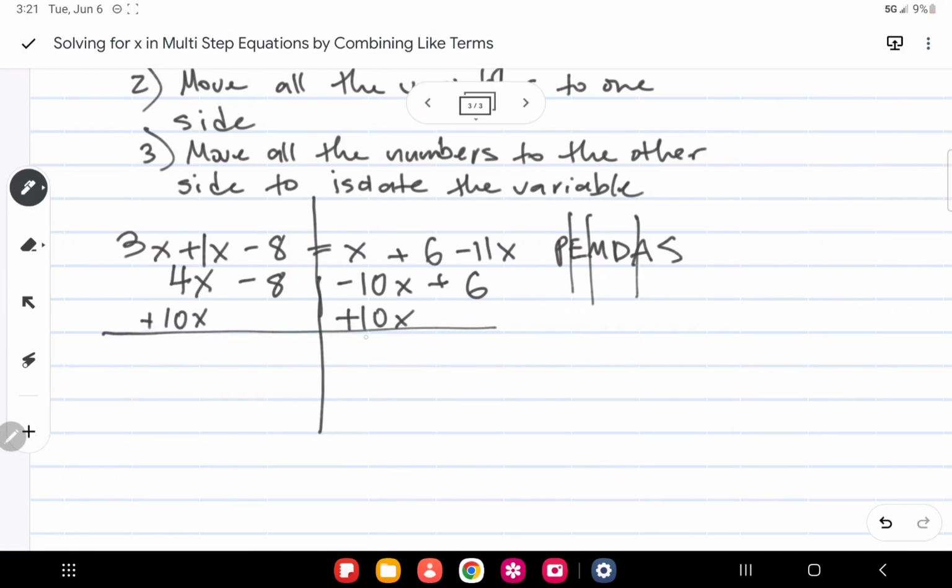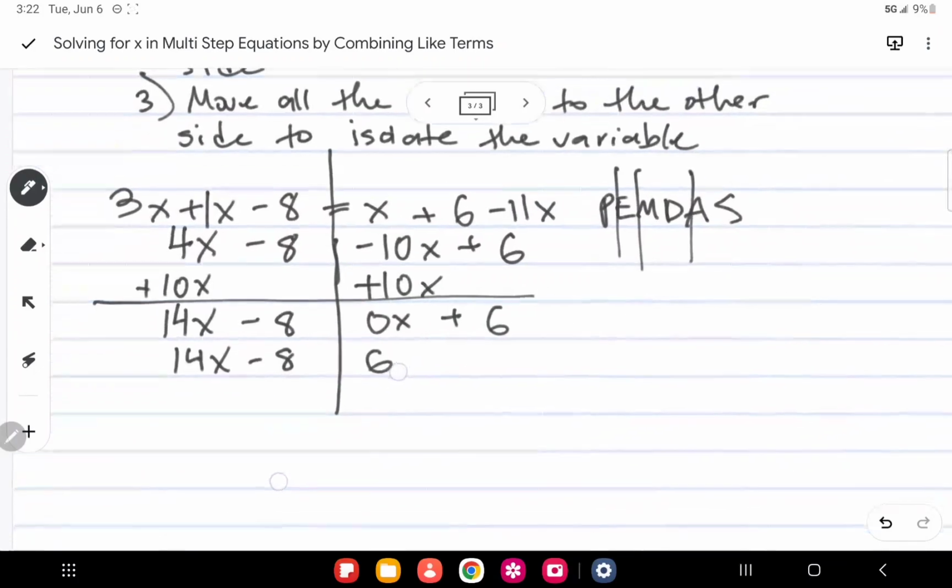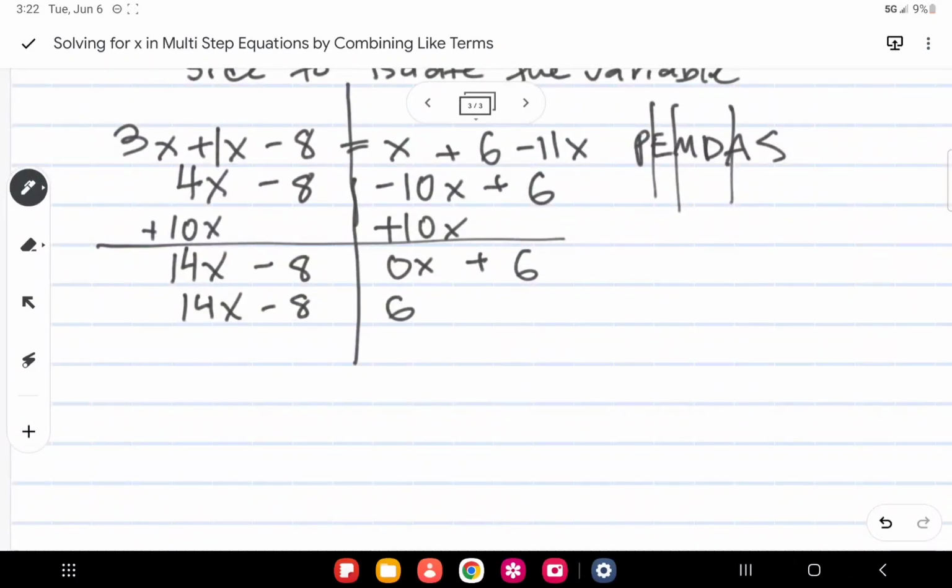This is 10x minus 10x, that's just 0x. 4x plus 10x, that's 14x. And now our operations are done, so we will just bring down whatever we did not use. 0x, that just disappears, so the right side is just now 6, and the left side just stays the same. Now we're at a smaller equation, and hopefully this is much easier to solve.